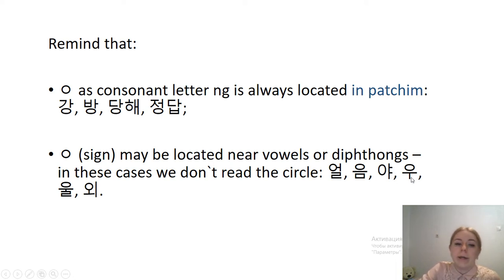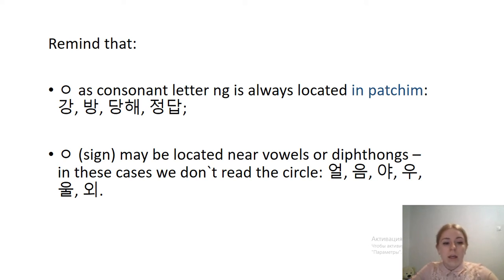Here it's u. Again, one syllable and one vowel sound. 울, where one diphthong and one vowel sound, so we don't read this sign. We just write it down because it's necessary for us to show that there is a vowel or a diphthong. So it's just a sign.